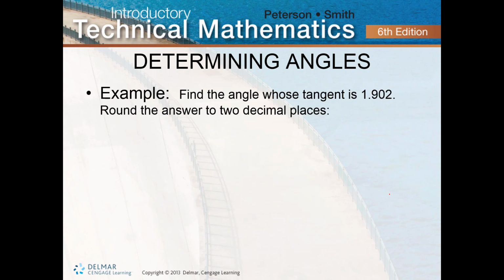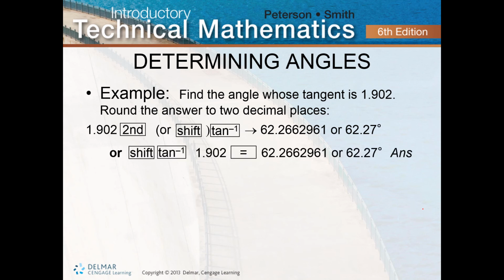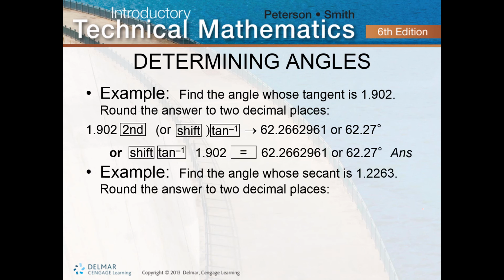So it says find the angle whose tangent is 1.902. All right, so in our calculators, for me, I'm going to do second tangent 1.902, enter, 62.27 degrees. All right. Another calculator, I put the number in first, then hit tangent to the -1, or second tangent -1, and it comes up with the same answer. And this does give both examples.